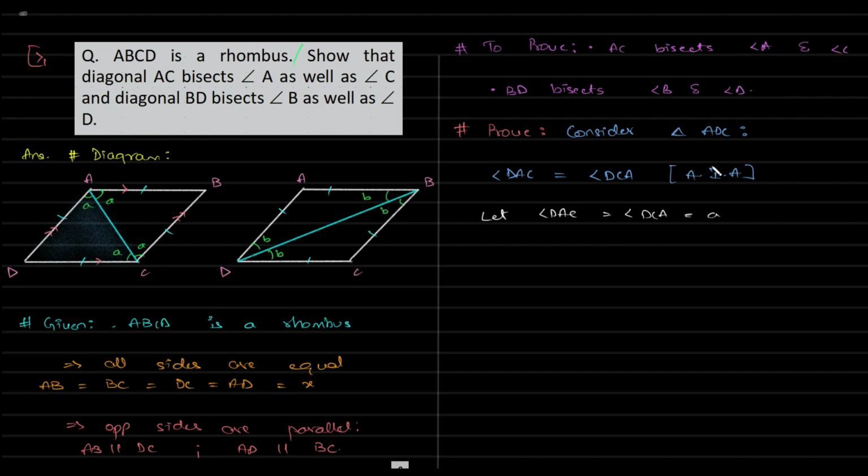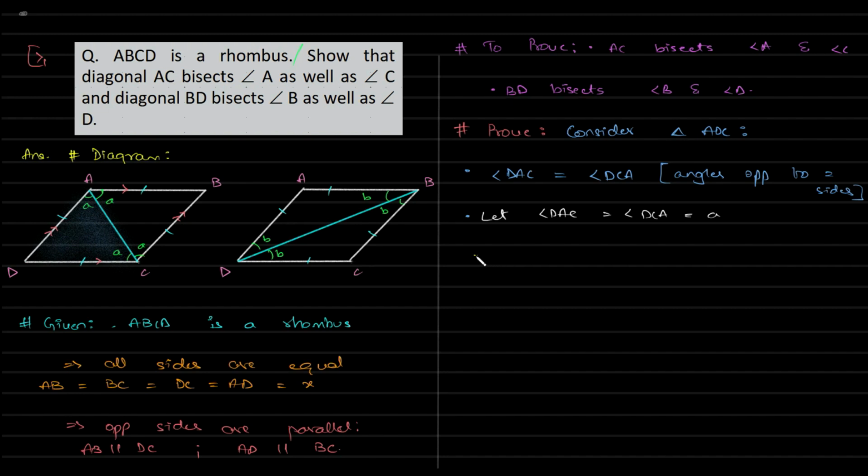Sorry, not alternate interior angles. Big mistake. Angles opposite to equal sides, right, as AD is equal to DC. Then we call these angles A. It's going to help. How? I'll show it over here.